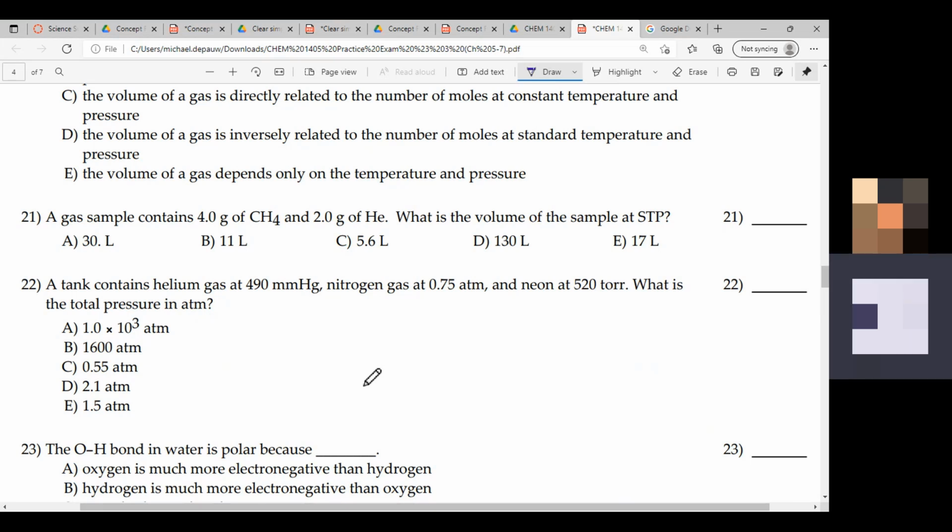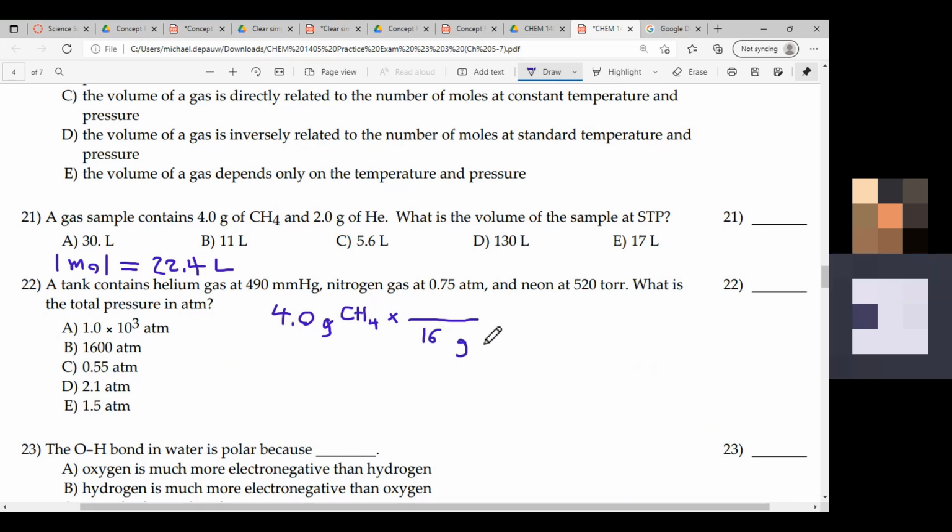So one of the little tricks at STP, standard temperature and pressure, is that you should recognize that 1 mole of any gas, doesn't matter what the gas is, is equal to what volume? Yeah, 22.4 liters. So for this, all you have to do is calculate the moles of CH4 and the moles of He. So 4.0 grams of CH4. Solve for the molar mass of CH4. Carbon's 12, hydrogen's 1. That's going to be about 16.